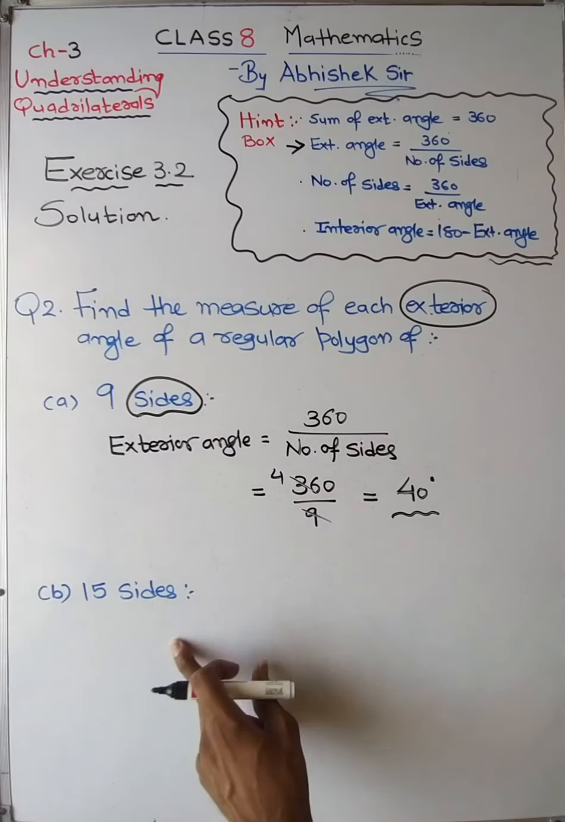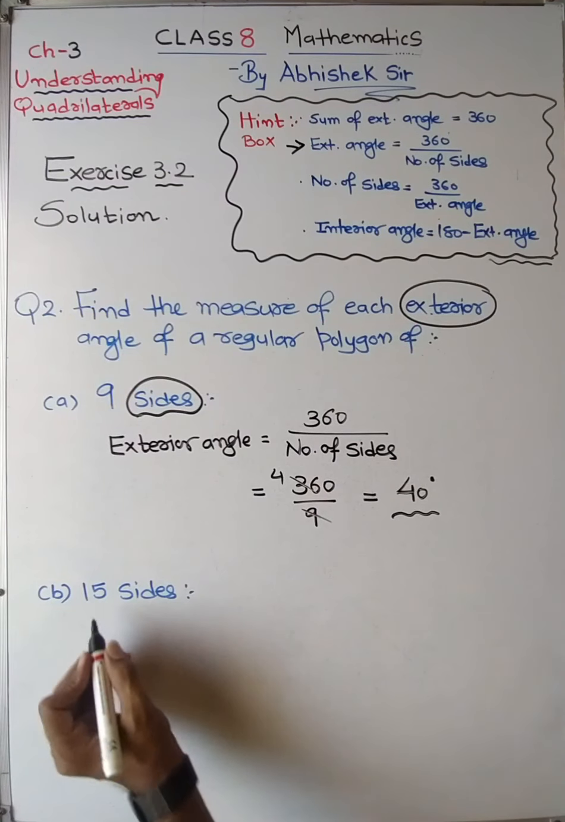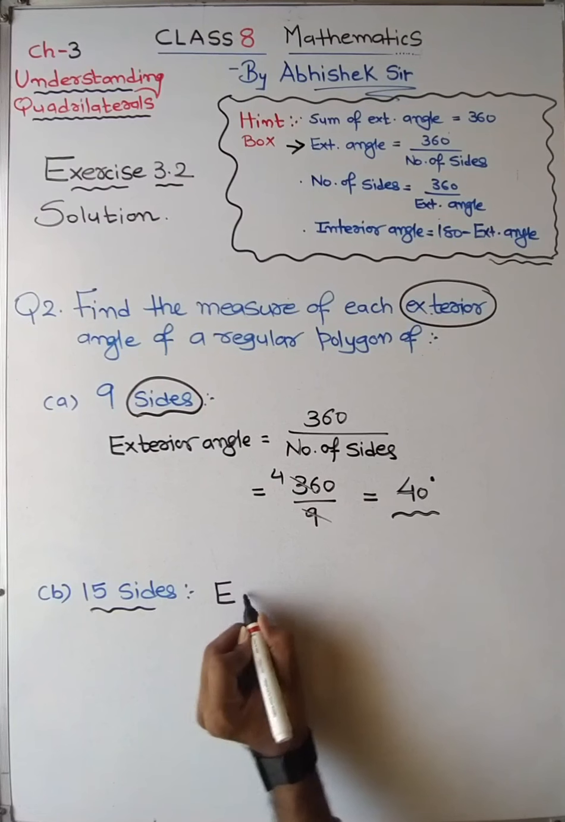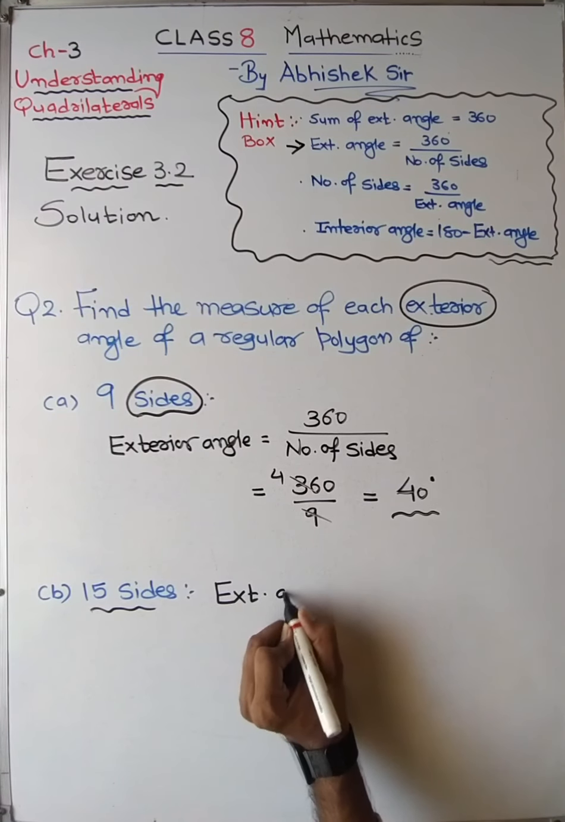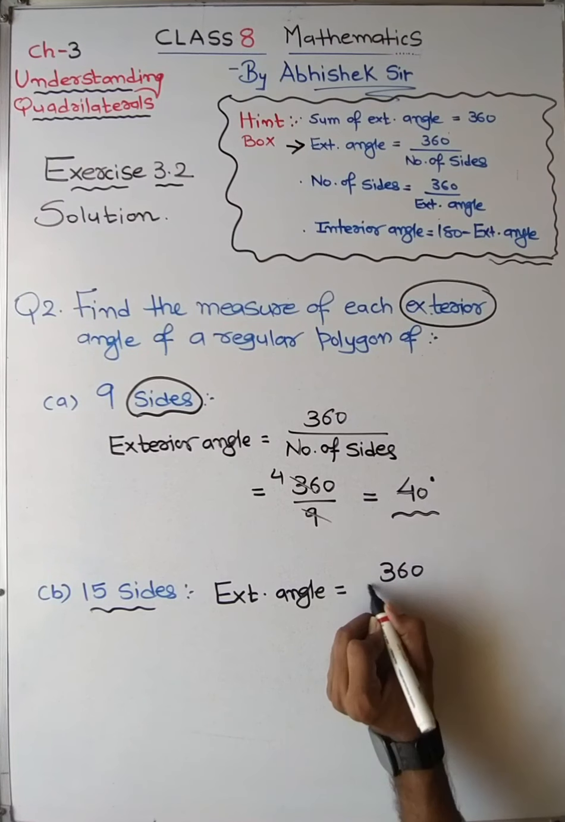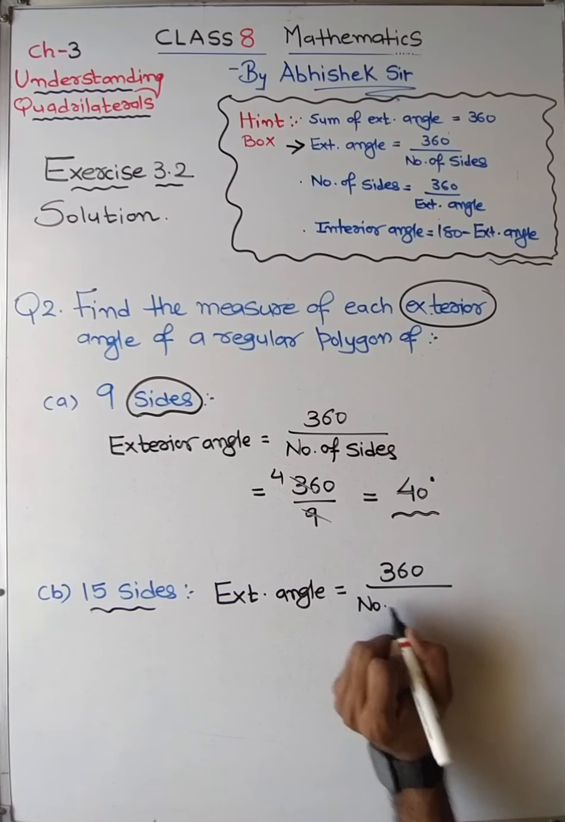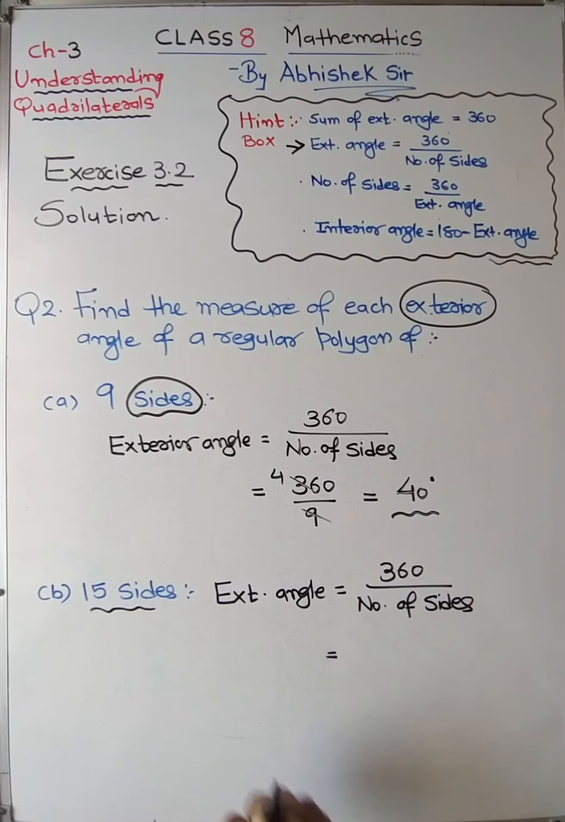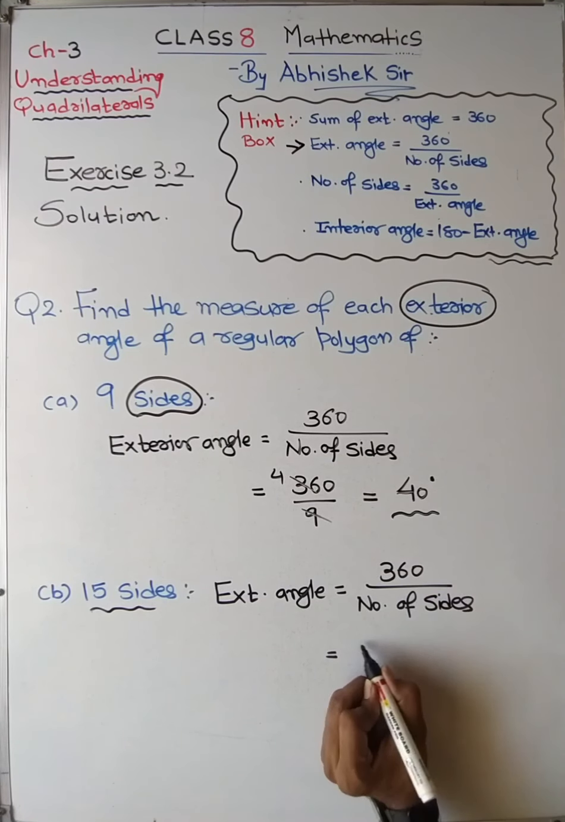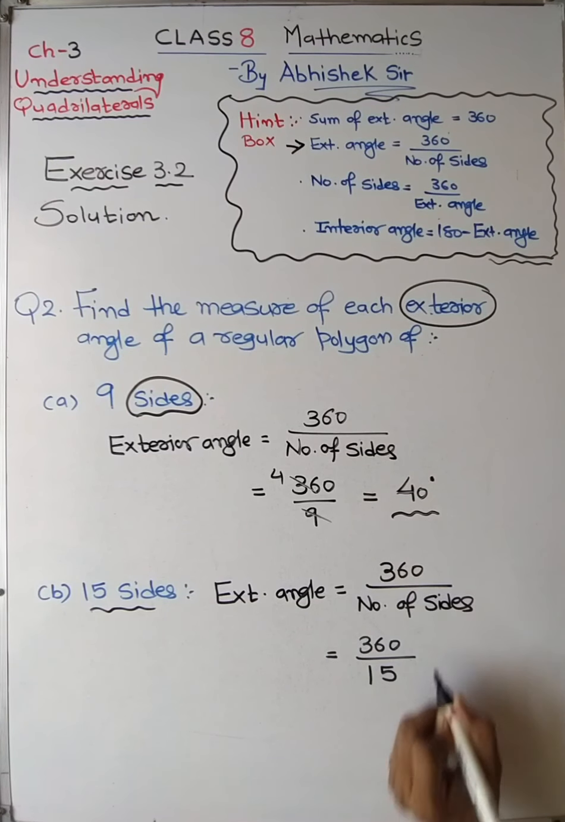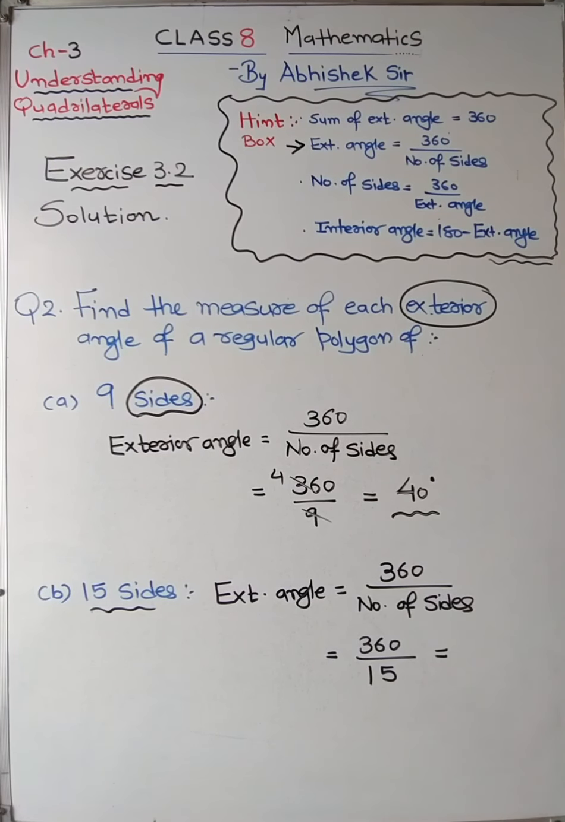Moving on to a similar question. This time the number of sides has changed, so this time we will have a different value but the same formula. Exterior angle equals 360 upon number of sides. Only by using the formula we will get the answer very easily. Now this you have to do on your rough side.